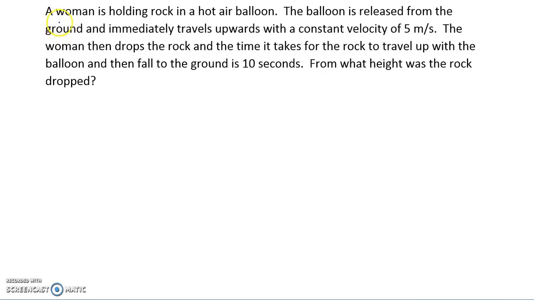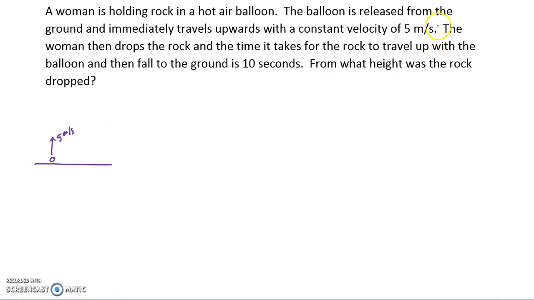We got a situation. A woman is holding a rock in a hot air balloon. Why? I have no idea. There. Rock, hot air balloon, starts on the ground. Very exciting. The balloon is released from the ground and immediately travels upward with a constant velocity of 5 meters per second. Oh, also very exciting information.